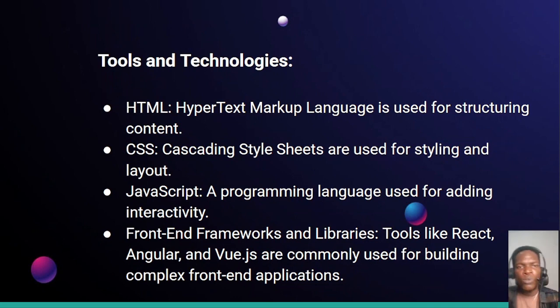So what are the tools and technologies for web development? We have HTML, which is the hypertext markup language, used for structuring content. We'll come to that. It's just, like I said, a rundown of what we want to do. CSS, cascading style sheets, is used for styling and layout. We have JavaScript, a programming language used for adding interactivity.